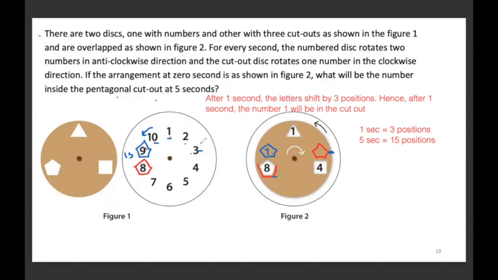After 10 seconds, one circle will be done and we'll reach back here after 10 positions, because there are 10 numbers. So, after that, 1, 2, so 11, 12, 13, 14, and then 15. So the 15th position is coming here at 8, which means number 8 will come here in the pentagonal cutout after 8 seconds. The answer is 8. Okay, we'll move to the next one.